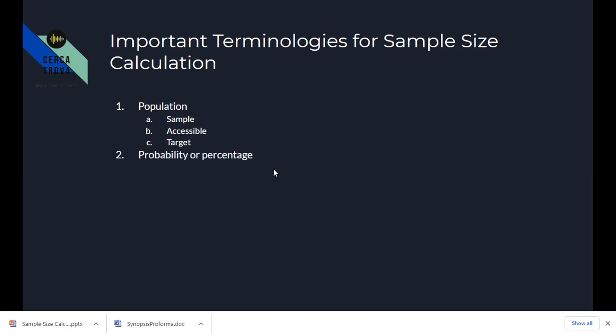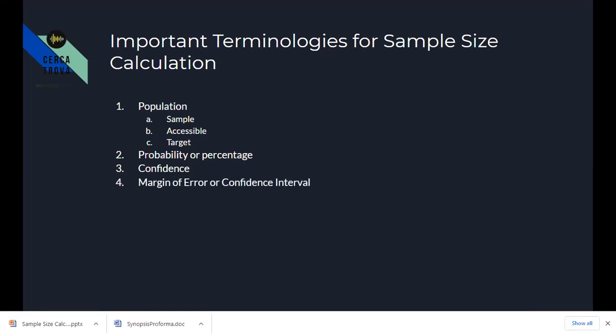The next thing in sample size calculation is probability or percentage. This is basically the percentage of people you expect to respond to your survey or campaign. And the third thing is confidence. This means how confident you need to be that your data is accurate. This is usually expressed as a percentage, and the typical value is 95% or 0.95. This means that you are 95% confident of your data's accuracy.